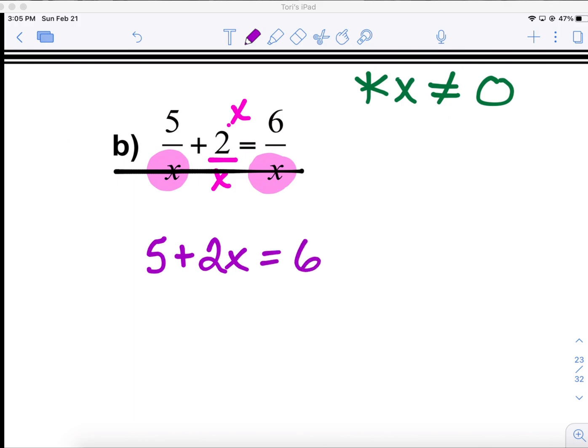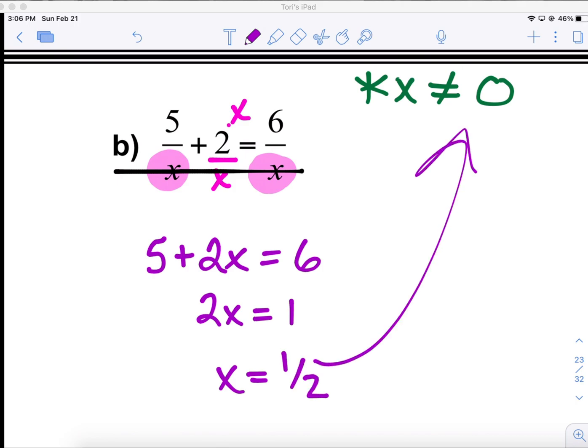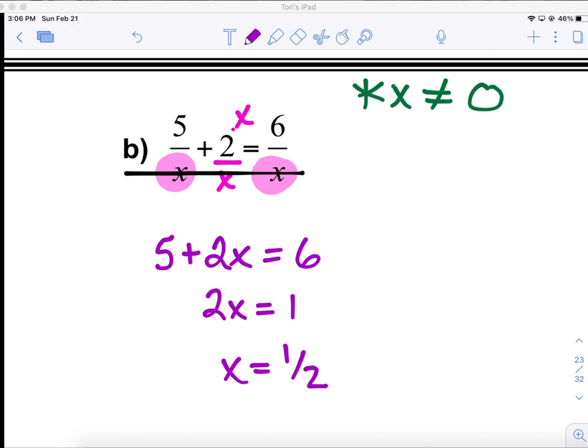This is a linear single variable. All right, so we're going to get all the x's on one side. We have that. We're going to move the 5 to the other side by subtracting it away. So 2x equals 1. Simplify it out, x equals 1/2. That is not my domain block. So we do still have to check that it's extraneous. We'll do that in just a minute.